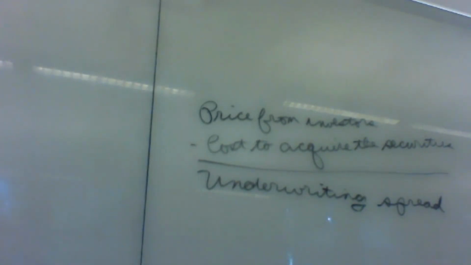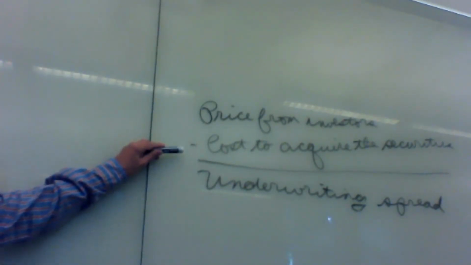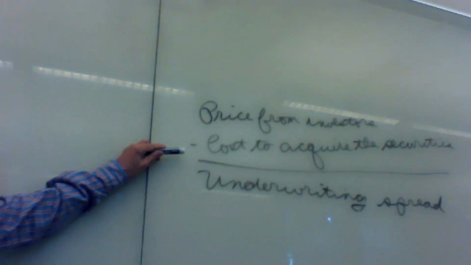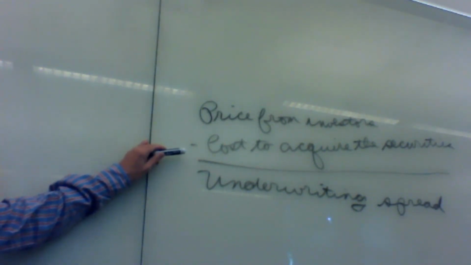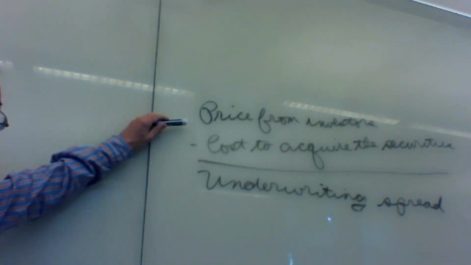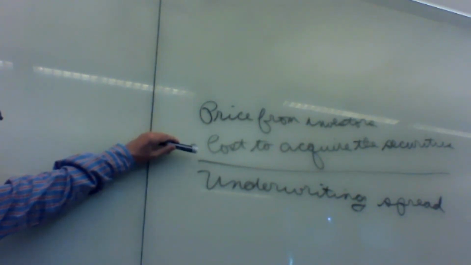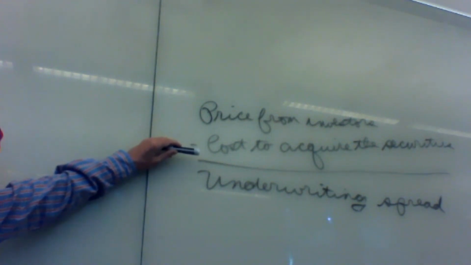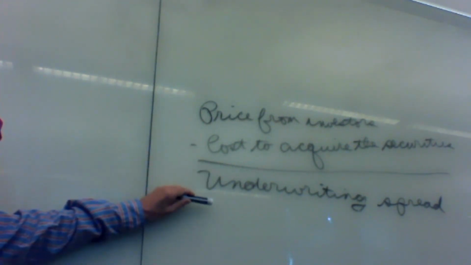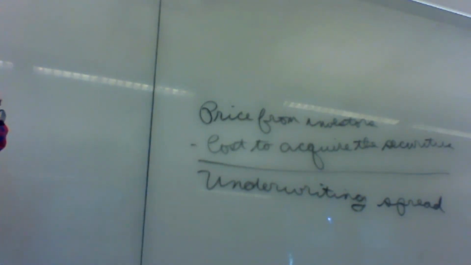So again, what an underwriter does, it buys or acquires securities from the corporation issuing them, could be stock or bonds. It will turn around and sell these to investors. It hopes the price it gets from investors will be greater than its cost of goods sold, if you will. If it's a positive difference, that's what the underwriter wants. Again, that difference is called the underwriting spread.